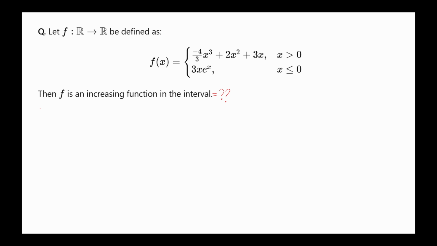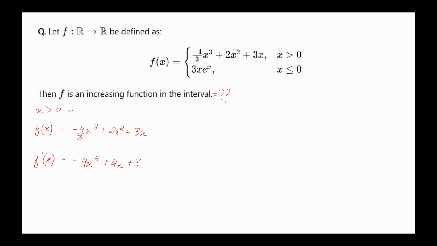First, let us take function by function. Let us consider x greater than 0. For x greater than 0, my f of x is minus 4 by 3 x cube plus 2x square plus 3x. Now I have to find the range in which it is increasing. So I will first find my f dash x. My f dash x would become minus 4x square plus 4x plus 3. This is my f dash x.